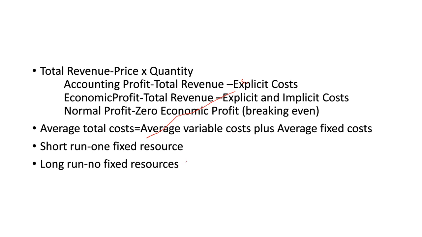So that's it. And then normal profit, I saw they use this a lot on the AP exam, and I don't, which is my fault. All that means is zero economic profit. The same thing, normal profit, zero economic profit. Okay? Average total cost equals average variable plus average fixed. Short run, just remember, short run is one fixed resource. Okay? And in the long run, there is no fixed resource.